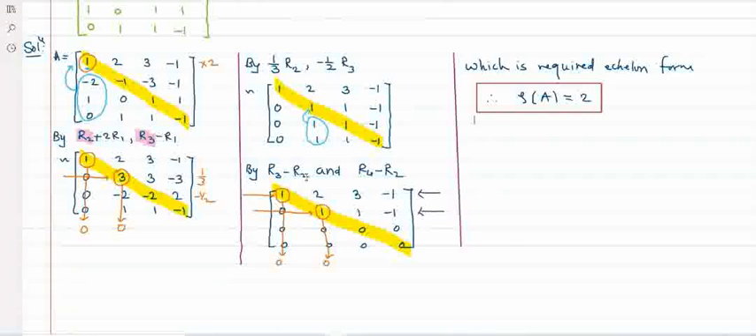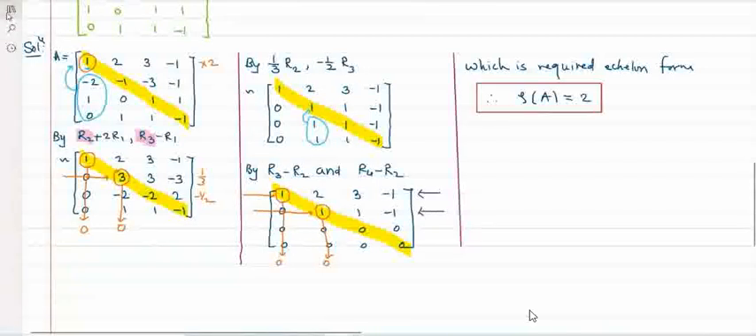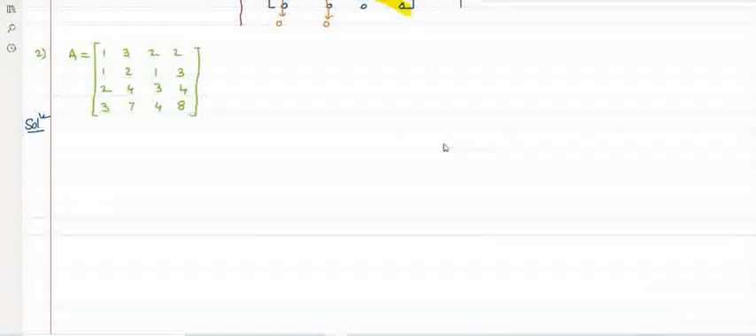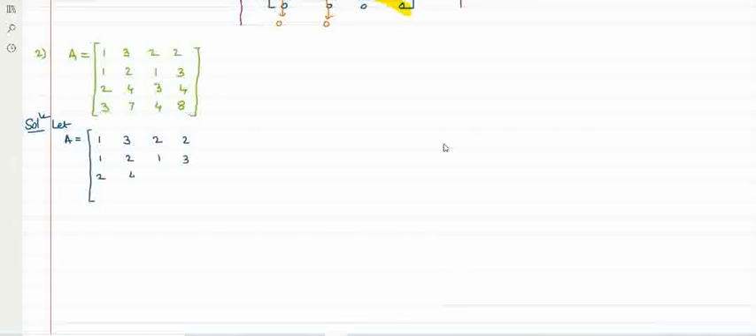Okay, fine. Continue with the second example. Before that, I think last lecture I gave some examples to complete as homework. Anyone done it? Normal form. So let the given matrix A be 1, 3, 2, 2, 1, 2, 1, 3, 2, 4, 3, 4, 3, 7, 4, 8.